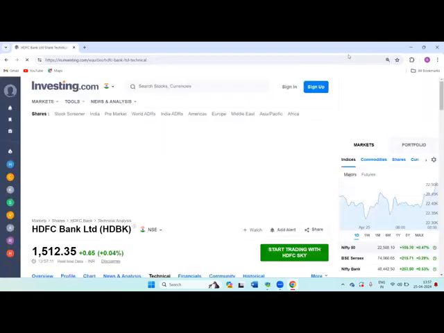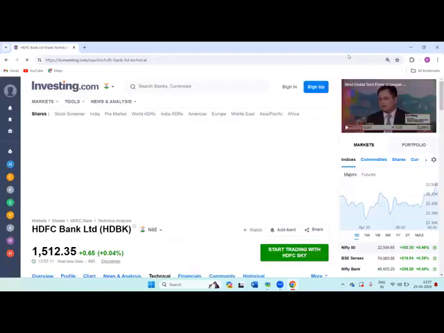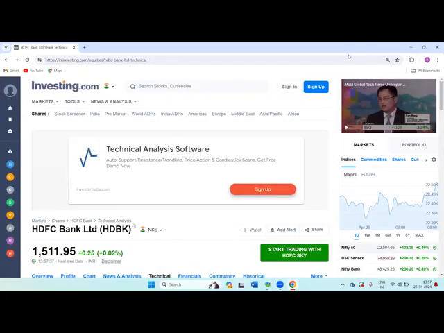HDFC Bank. For day trading, I already told you we need to choose the 15 minutes time frame. There are a few time frames, right? Like 1 minute, 5 minutes, 15 minutes, 1 hour, 5 hours, 1 day, 1 week, 1 month, like that. So we need to pick the 15 minutes time frame.